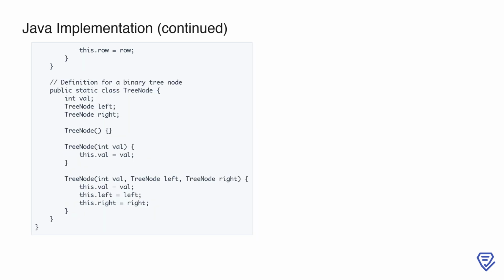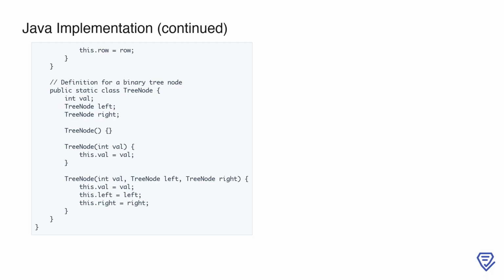The second helper class is tuple, which is used to represent the elements in our BFS queue. Each tuple contains a tree node, along with its column and row indices. The constructor initializes these fields when a new tuple is created. Finally, we include the definition of the tree node class, which represents a single node in the binary tree. Each node contains a value, a left child, and a right child. We provide multiple constructors to allow for flexibility in creating tree nodes, whether they are leaf nodes or have children. With these helper classes in place, the implementation is complete, and our solution effectively handles the vertical order traversal of any binary tree.